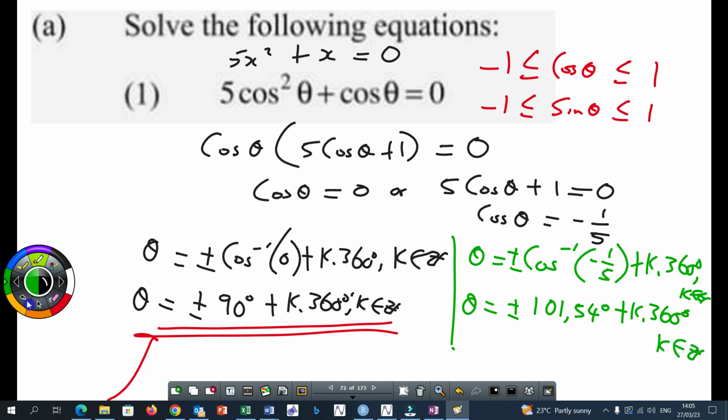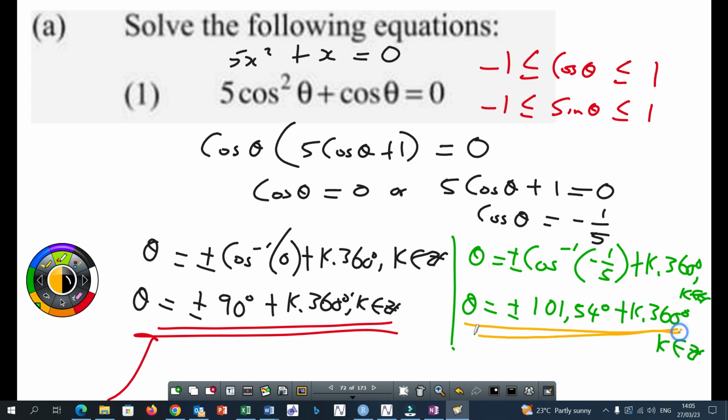So I've got 2 as well there. So we have got 2 general solutions there. How do I know that there are 2? Because of this plus or minus here. It caters for all the quadrants. This plus or minus, it caters for all the quadrants. So in total, how many general solutions? 4. Yes. So you have to show it like this.